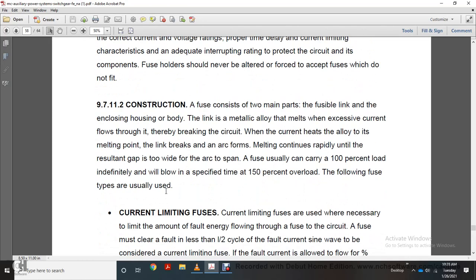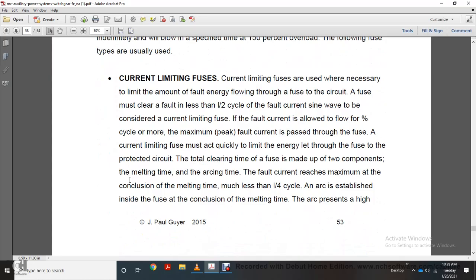Construction: fuses consist of two main parts: a fusible link, and an enclosure, housing, or body. The link of metallic alloy melts when excess current flows through it, thereby creating a break in the circuit. The current heats the alloy to the melting point, the link breaks, and the arc forms and the metal continues to burn rapidly until the resulting gap is too wide for the arc to span. A fuse can be applied to carry a 100% load indefinitely and will blow in a specified time at 150% overload. The following fuse types are used.